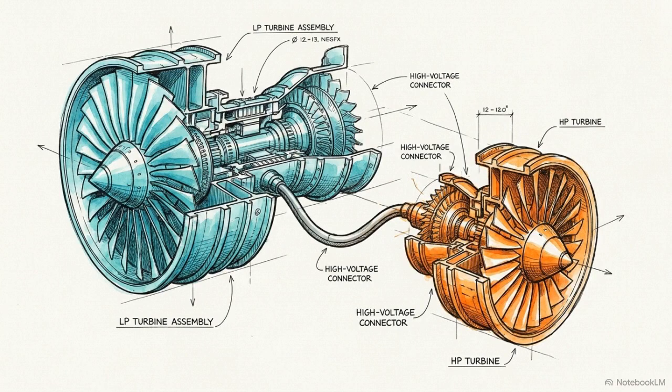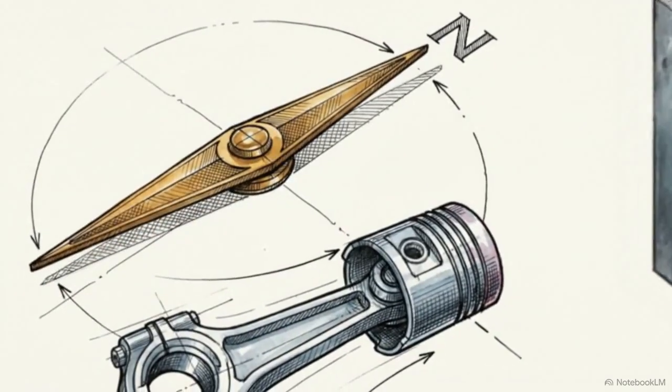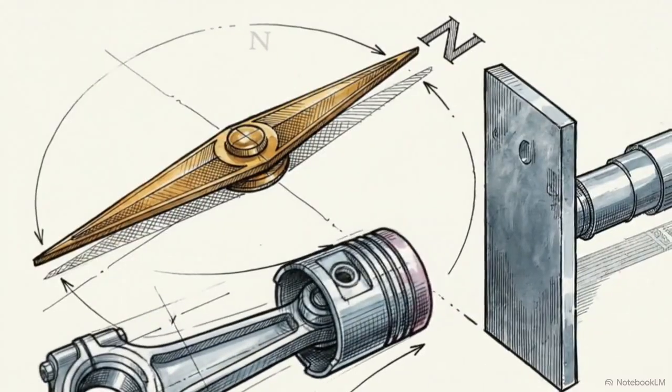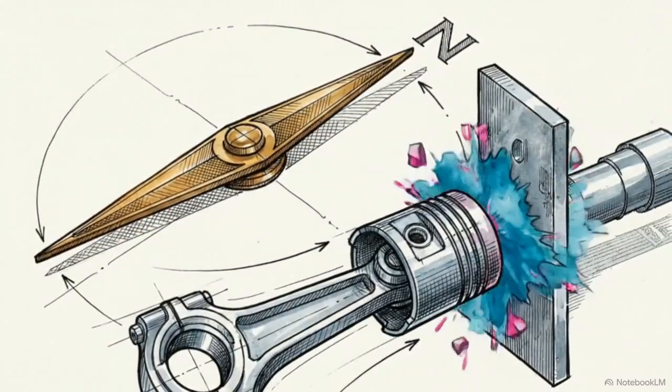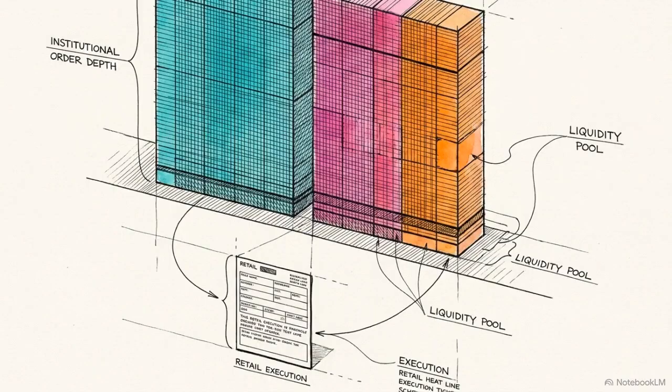Building a sustainable algorithmic edge requires a dual-engine approach. You need a macro compass to dictate the direction of institutional capital and a micro trigger to execute the entry. Without this strict architectural hierarchy, execution is effectively just guessing against institutional order flow.